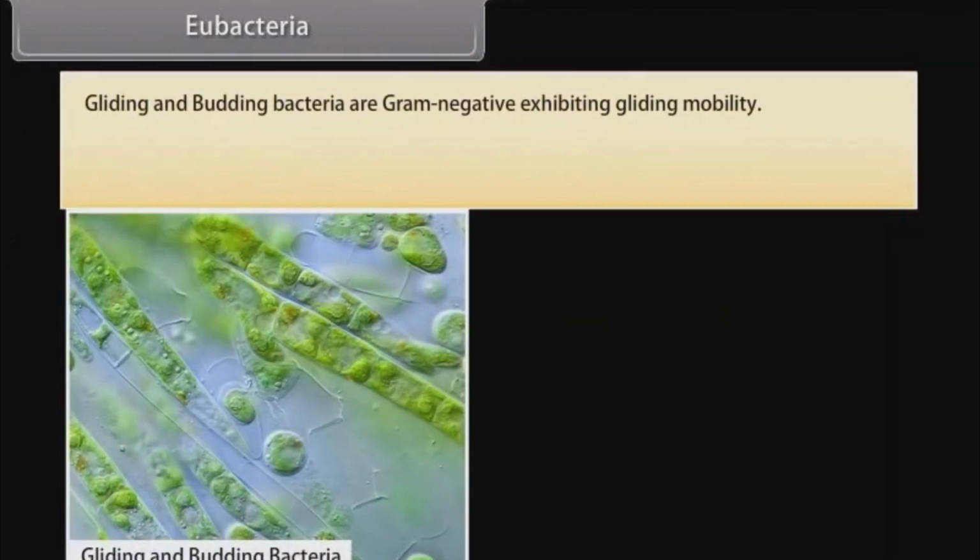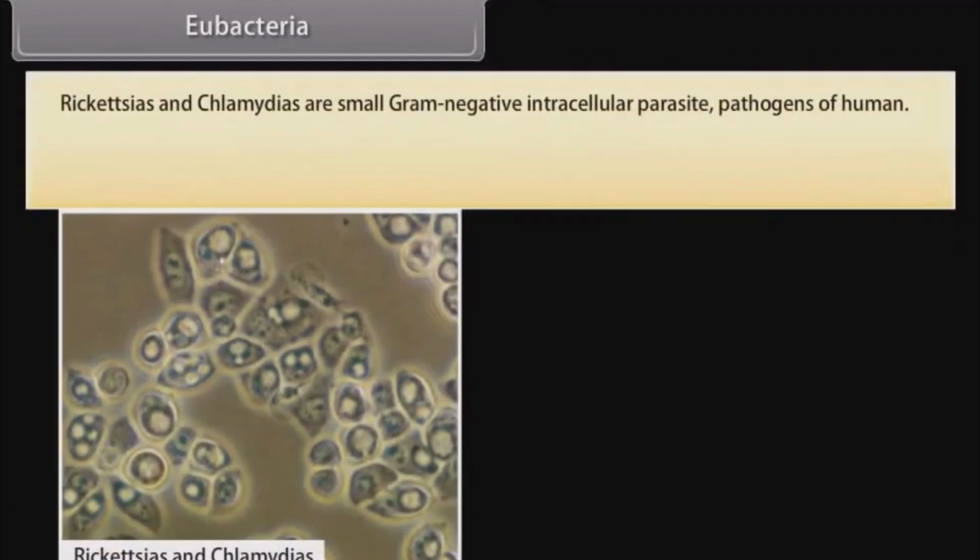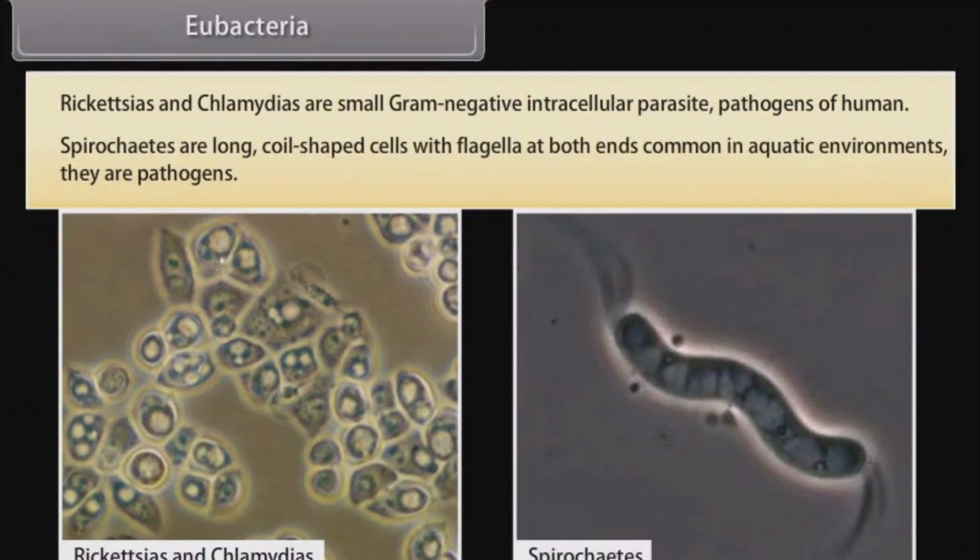Gliding and budding bacteria are Gram-negative, exhibiting gliding mobility. Pseudomonas are Gram-negative heterotrophic rods with polar flagella, a very common form of soil bacteria. Some are pathogens of plants. Rickettsias and Chlamydias are small Gram-negative intracellular parasite pathogens of humans. Spirochetes are long, coiled-shaped cells with flagella at both ends, common in aquatic environments. They are pathogens.